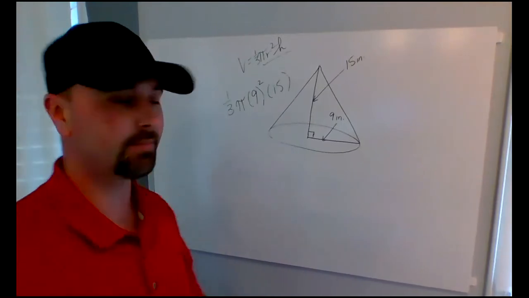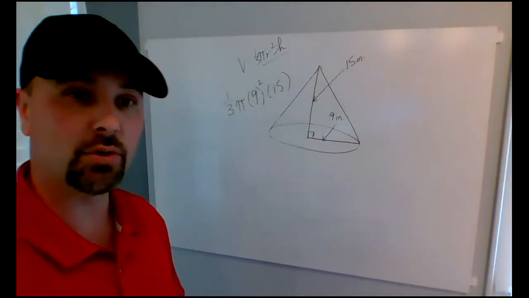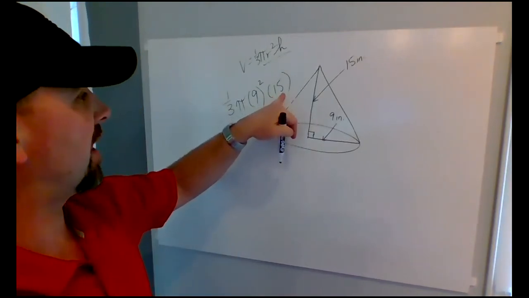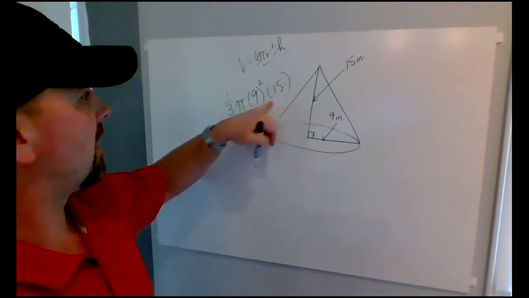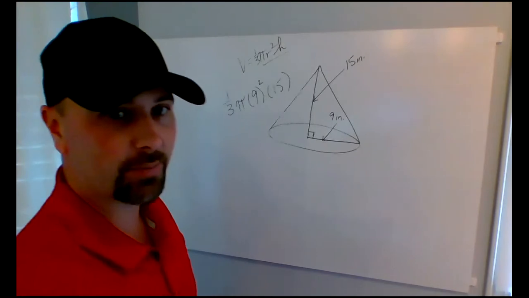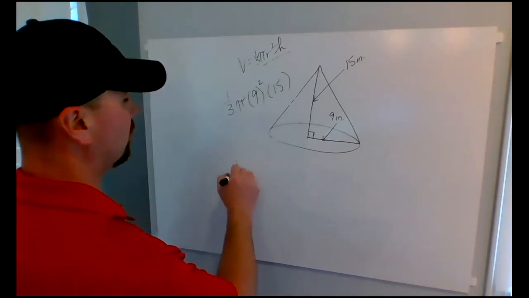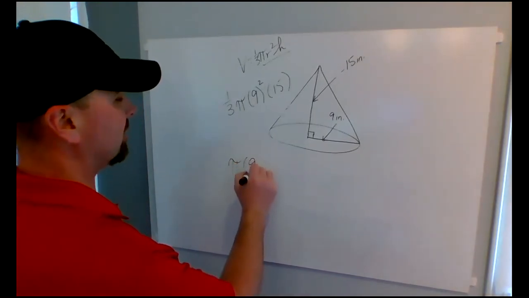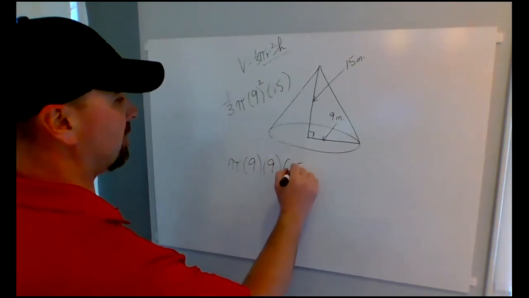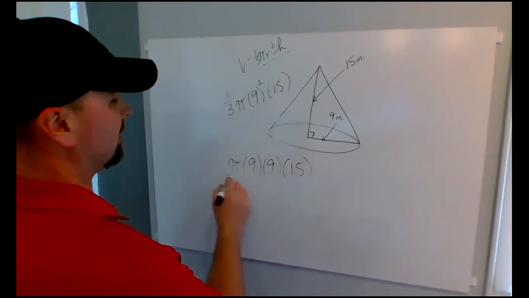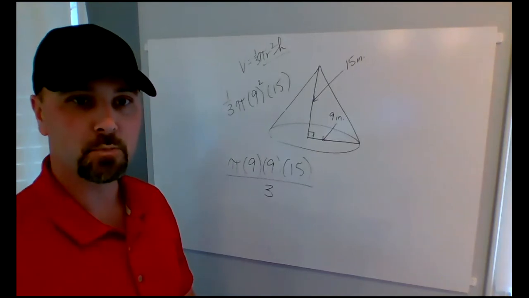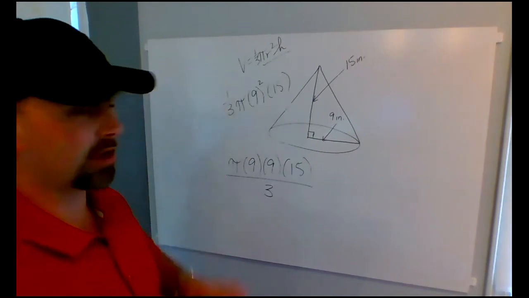All right, so your first step, input your information into the formula: 9 for R and 15 for H. Okay, so now we're going to work this out. I'm going to rewrite it how I'm going to put it in the calculator, which is pi times 9 times 9, that's 9 squared, times 15. And then I'm going to take all that and divide it by 3. That's where the 1/3 is going to come in, okay?